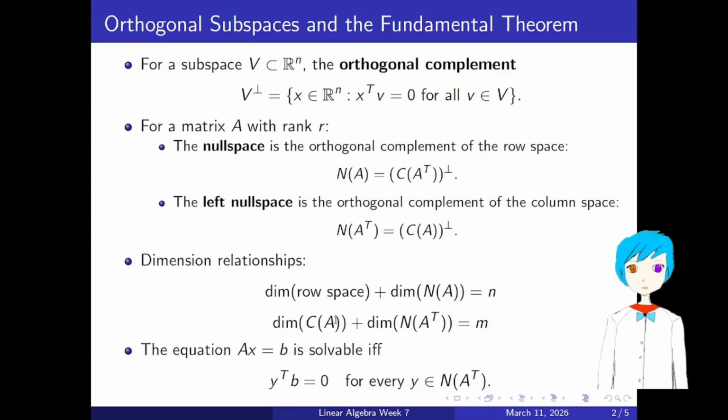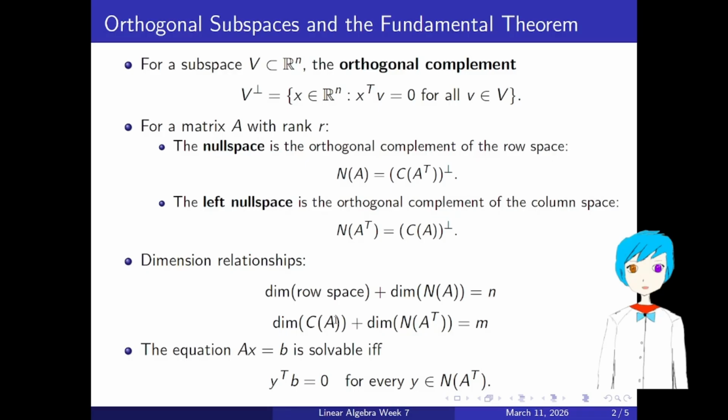For a matrix A with rank r, the null space is the orthogonal complement of the row space, while the left null space is the orthogonal complement of the column space. The dimension of the subspace V plus the dimension of its orthogonal complement equals the dimension of the whole space. Therefore, you can verify that the dimension of the row space plus the dimension of the null space equals n, while the dimension of the column space plus the dimension of the left null space equals m.